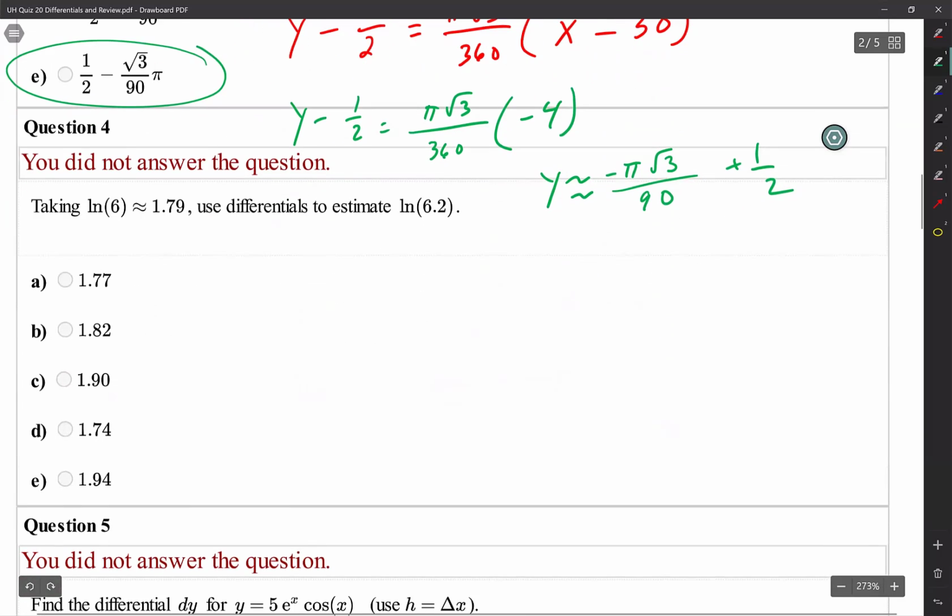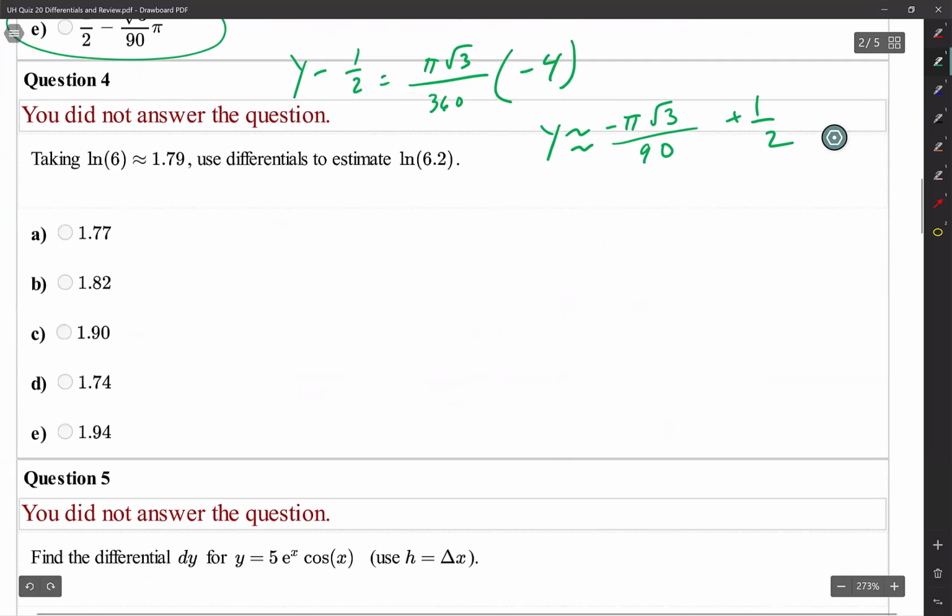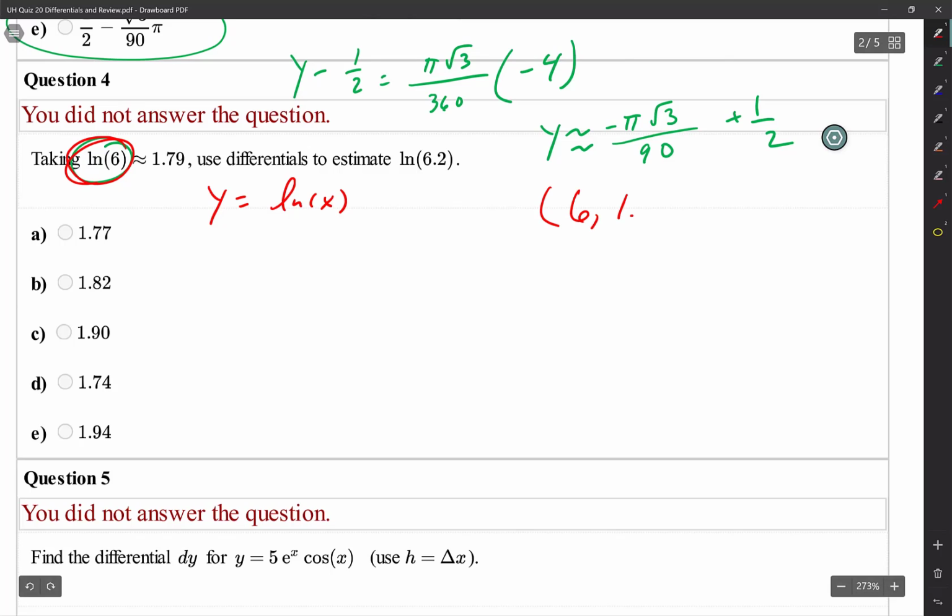So this one says take ln 6 equals 1.79. So that's kind of like a point. They already gave us a point there. So the point they gave us, well, it's obvious that they're doing y equals ln x. And the point they give us is 6 comma 1.79. And really they should be giving us more than 2 digits. That's a bad habit, but no big deal. So we're going to estimate ln of 6.2.